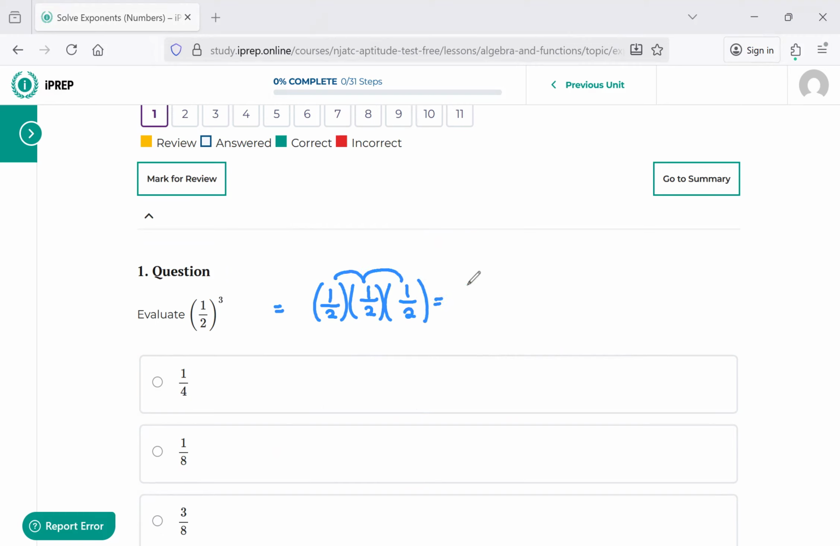So 1 times 1 is 1. And what's 2 times 2 times 2? Well, 2 times 2 is 4. 4 times 2 is 8. Okay, so it's 1/8.